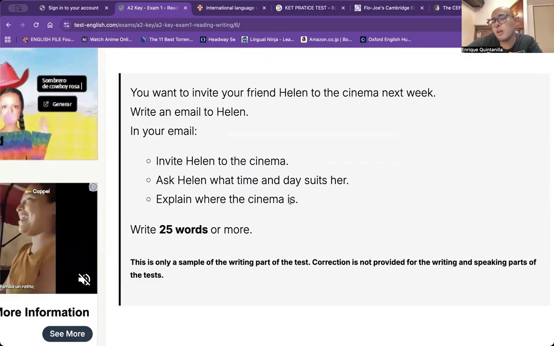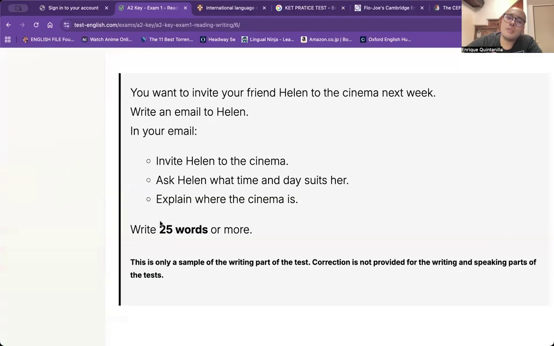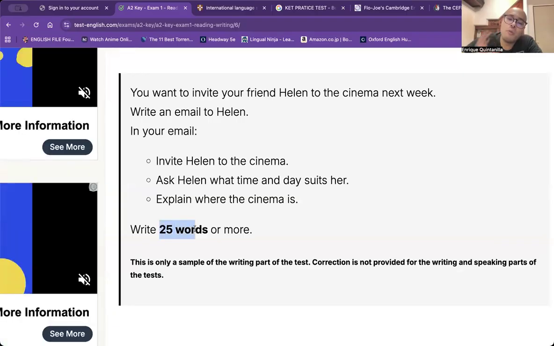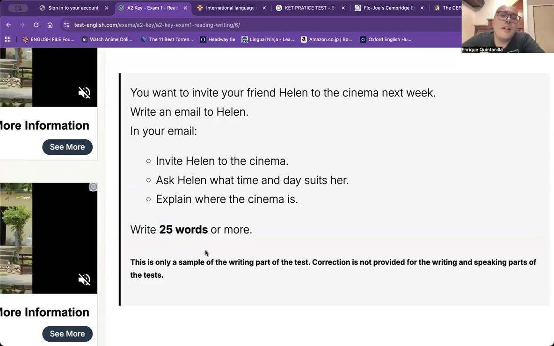So basically, you have to write three things, and it has to follow these exact words, no more than 25, maximum 30. No, it says here 25 or more, but the ideal is 25 or 30 or 35 as maximum.